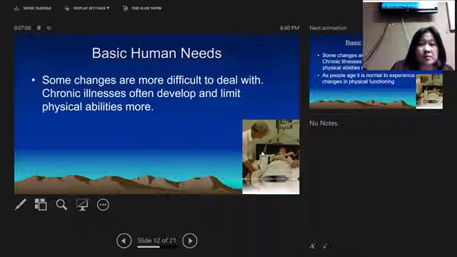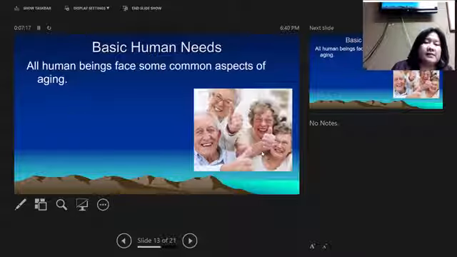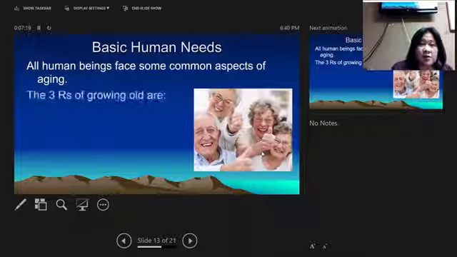Some changes are more difficult to deal with. Chronic illnesses sometimes limit people's ability to do what they like to do because now they have physical limitations. People, as they age, have a decrease in their physical functioning. Maybe they're not able to run or walk or do things that they used to enjoy. But then they can find other things that help them with their mental health needs and their spiritual needs, more than just their physical needs.